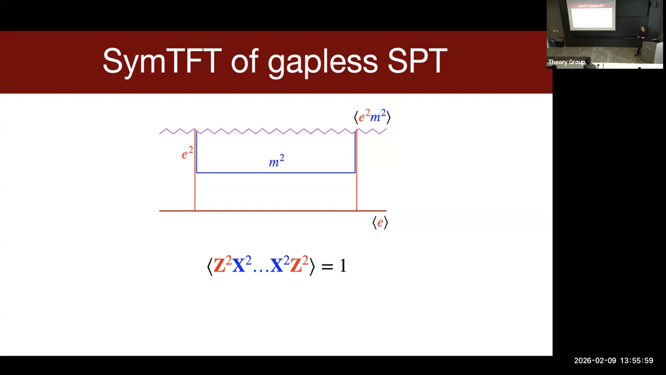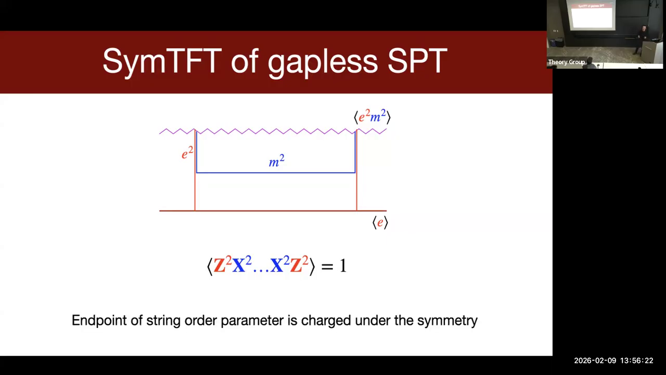Why do you call it gapless SPT? Or why does one call it that? I mean, maybe it's not your fault. Yeah, it's not my fault for sure. I think this is the reason why gapless SPT is a reasonable name: it has this string order, and also the endpoint of the string order parameter carries charge under the symmetry as well. So this is the canonical thing that happens in 1D SPTs.